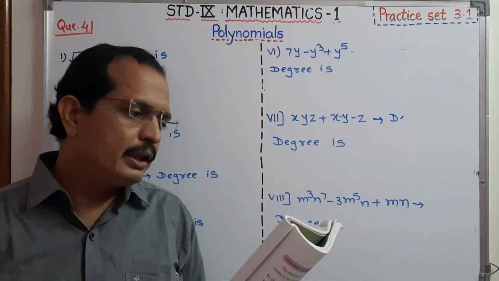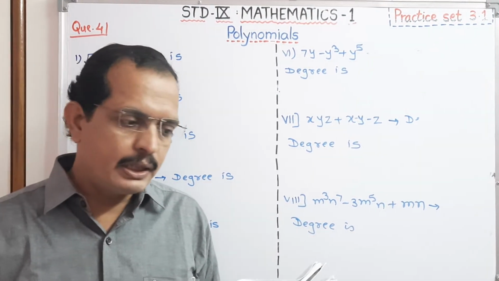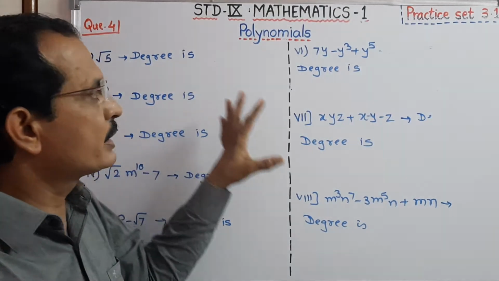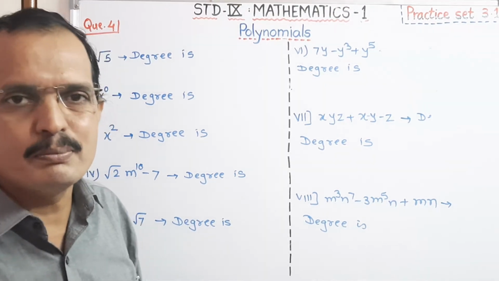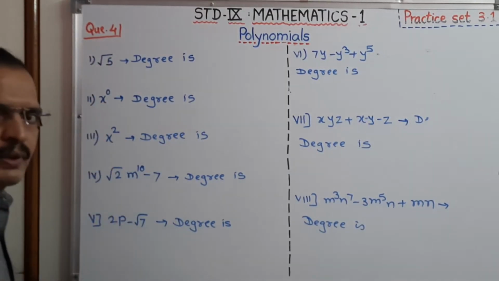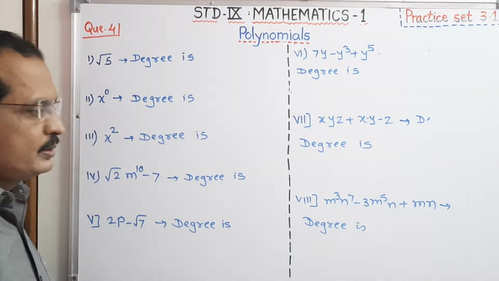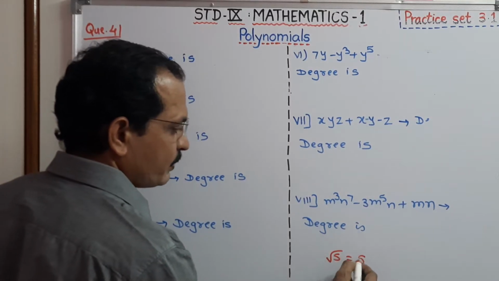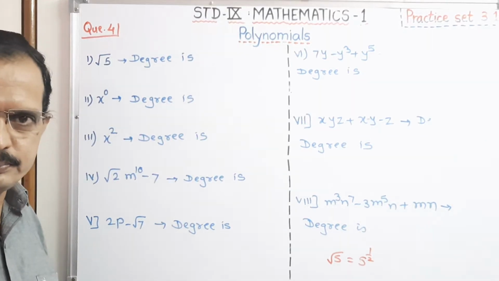See, write the degree of the given polynomial. Some polynomials are given and we have to write the degree of each polynomial. Very simple, very easy. See here, root 5. Can anyone tell me about this root 5? Root 5 means 5 raised to 1 upon 2. That means the degree is 1 upon 2.